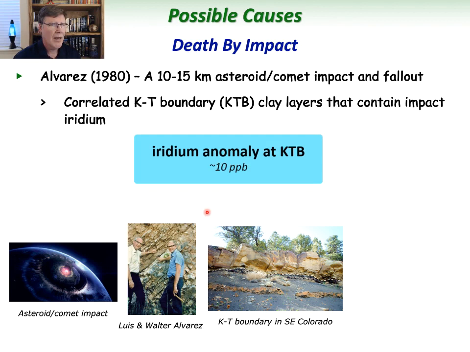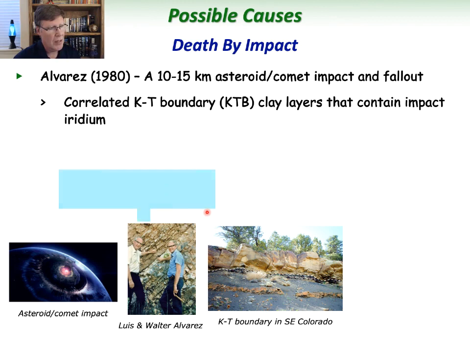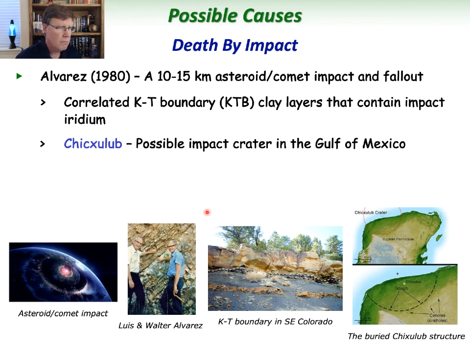Here's a picture of the Alvarezes at the outcrop, and then here's a typical K-T boundary outcrop in southeastern Colorado near Trinidad. You need the smoking gun: where did the impact occur? It's present nowhere on the surface, but it's possibly lurking under the surface of the Yucatan Peninsula. So you can't see the crater itself in outline, and there's a long history on how this was discovered, but it's thought that the crater is present underneath the surface, buried by younger rocks.